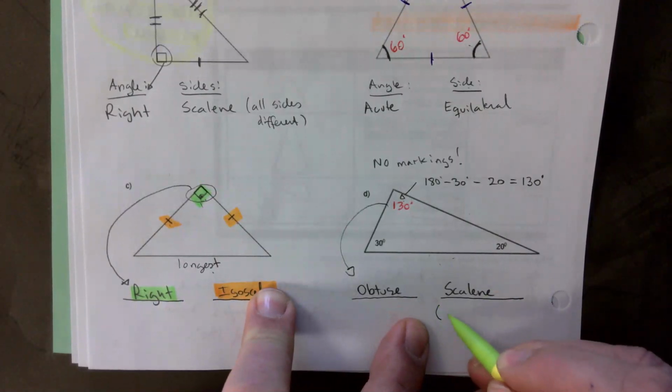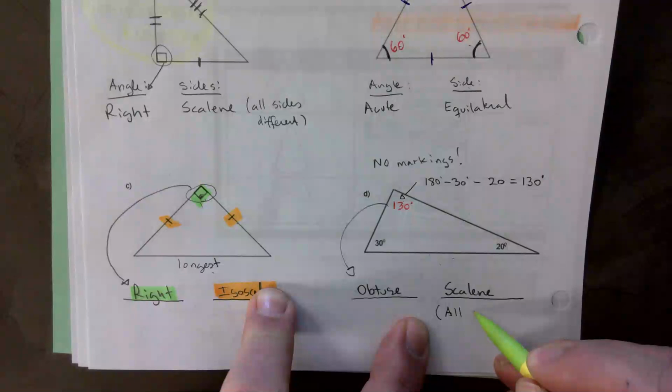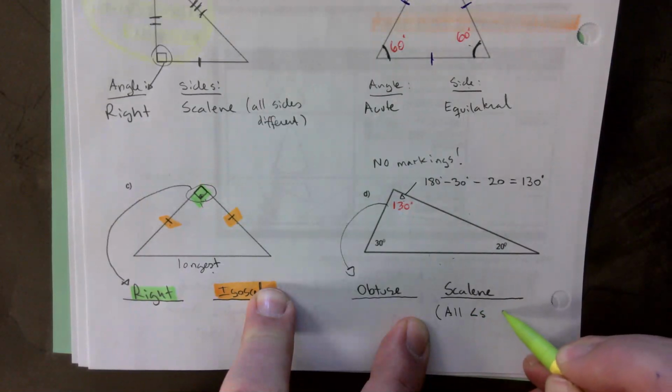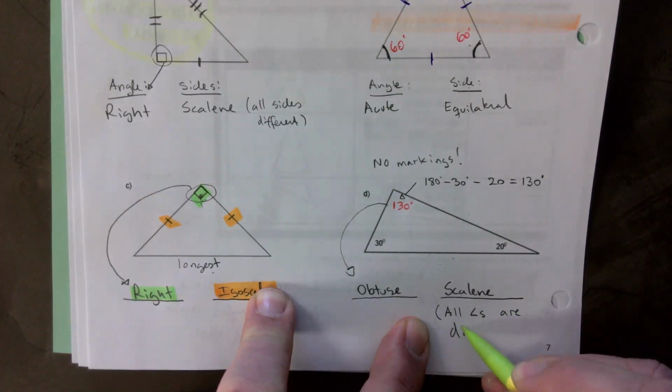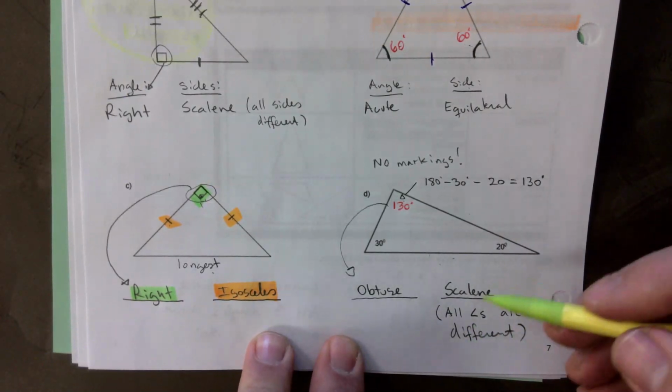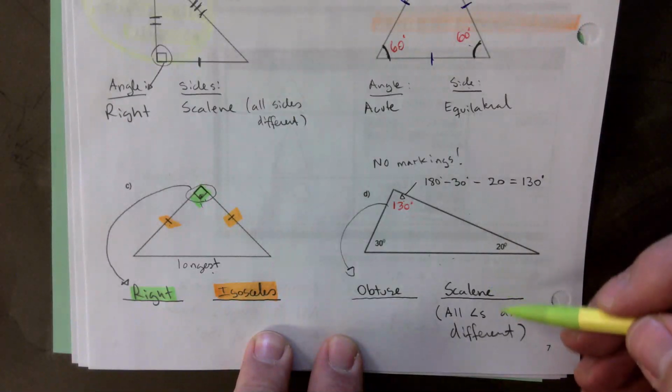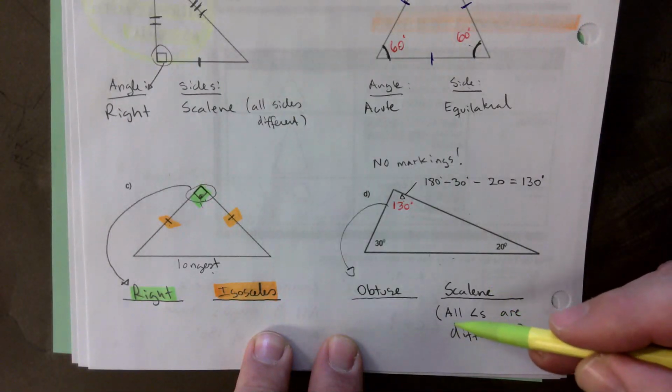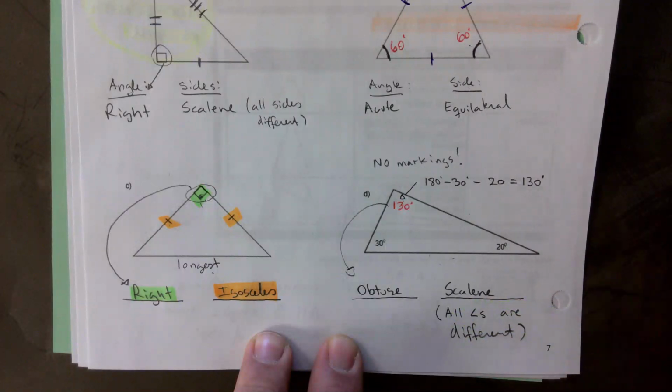And I will say this. The reason I did that is all angles are different. If you're wondering how Mr. Dirksen ended up with that second name there, the last name, it's because I make an observation that all angles are different.